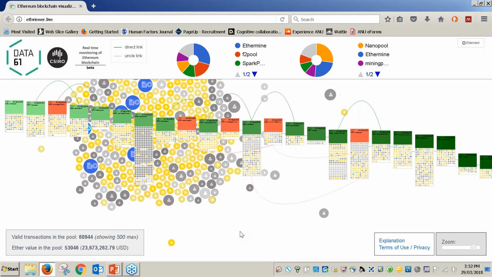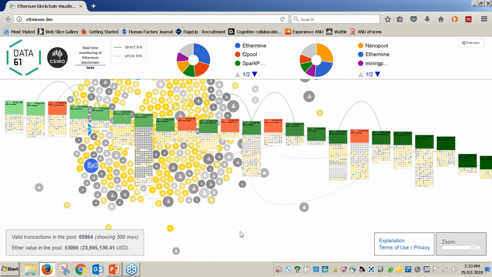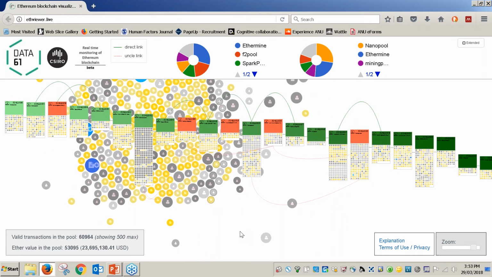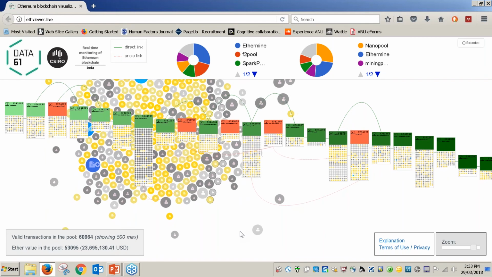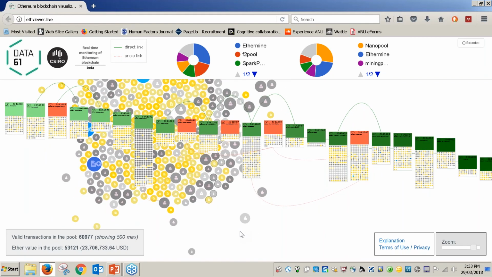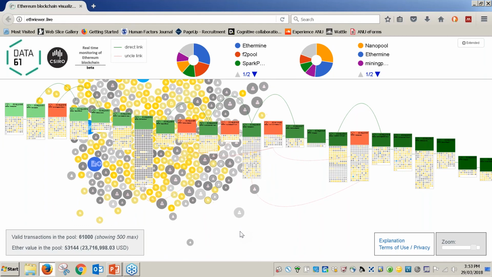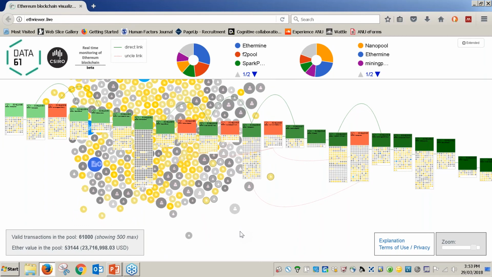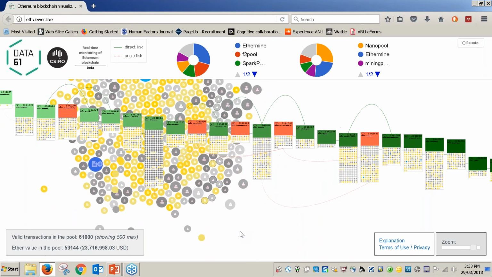And so we've got different types. The blue ones are new contracts which are being set up. The yellow ones are contract transactions, and the gray ones are purchases. And this is on the Ethereum blockchain. Every now and then you'll see a bunch of them disappear, and they'll go into a new block which gets added to the end.